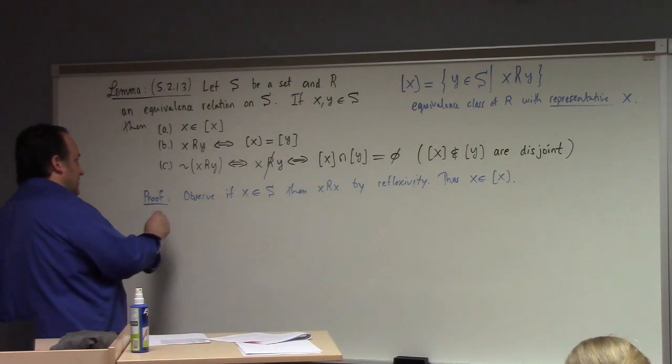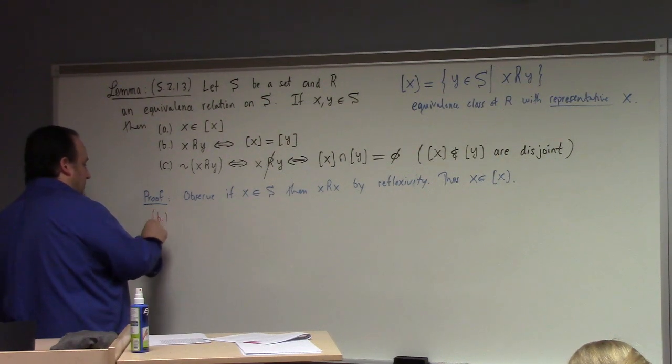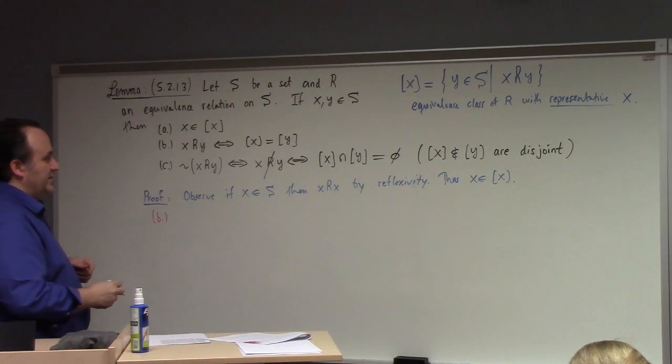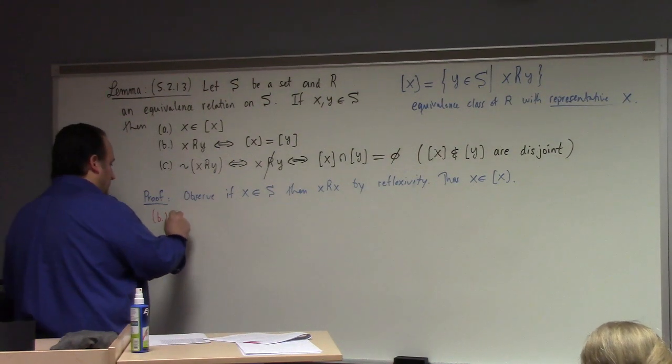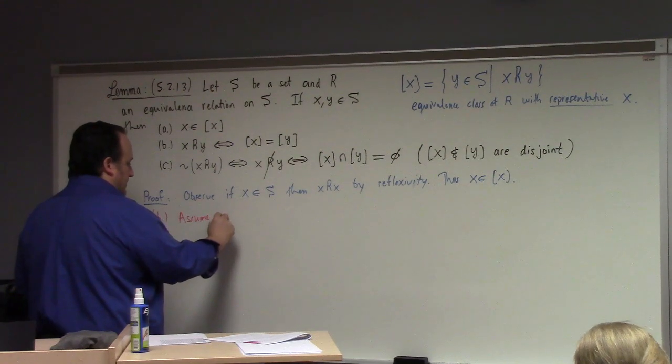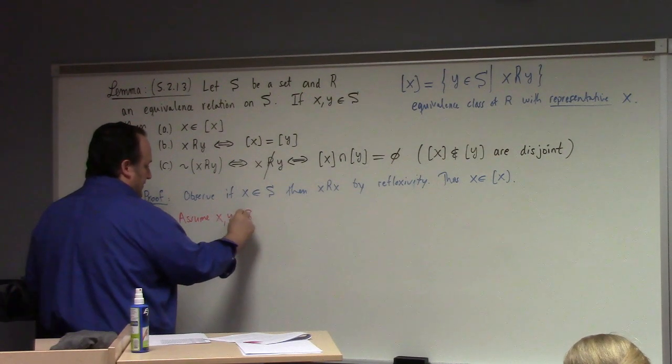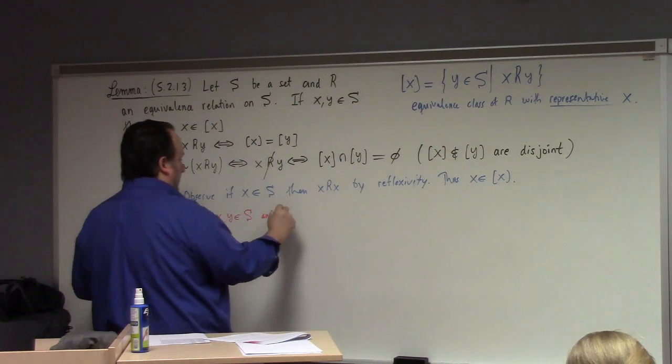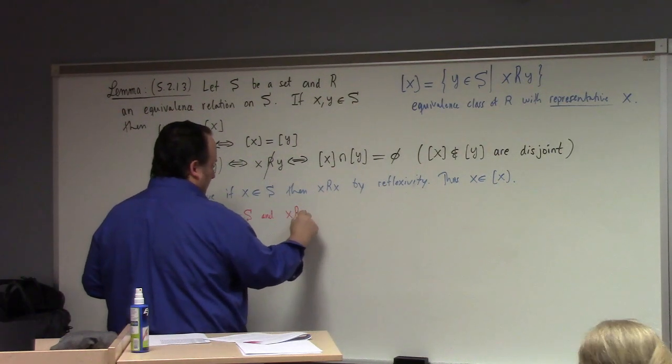Okay. Then for part B here, this is an if and only if proof, right? So how should we do this? We'll assume that X and Y are in S and X is related to Y, right?